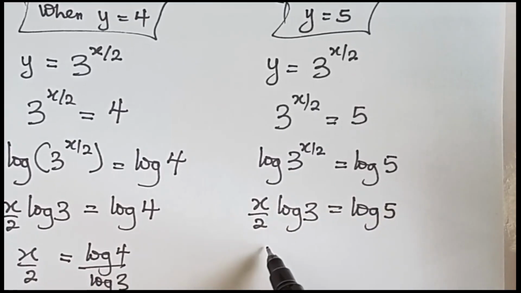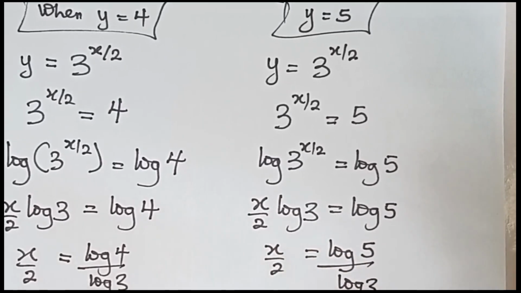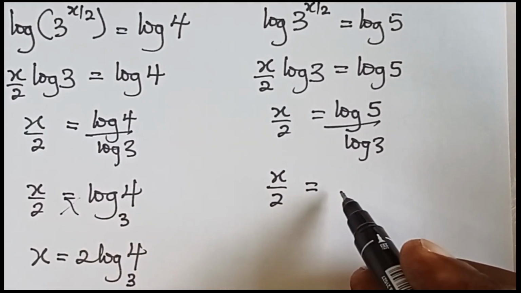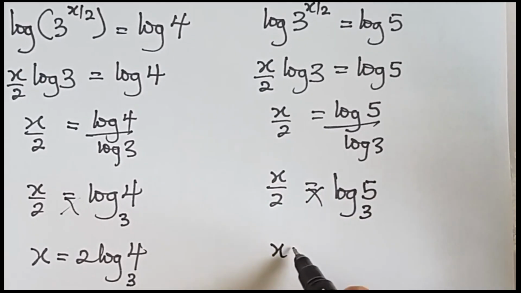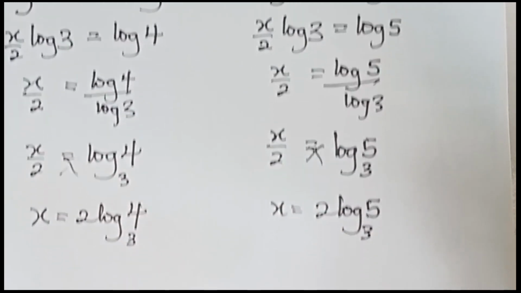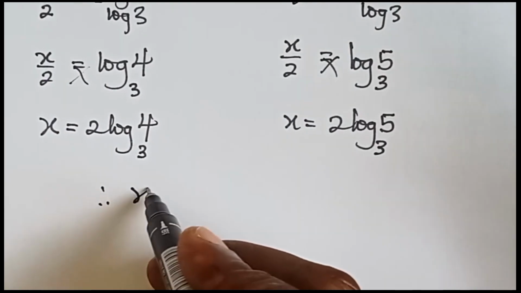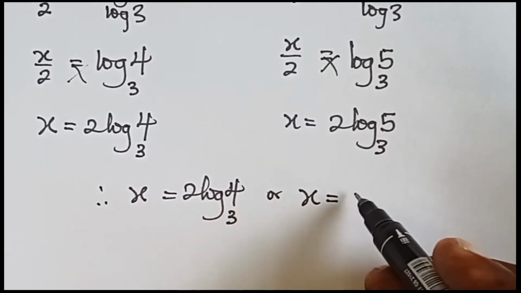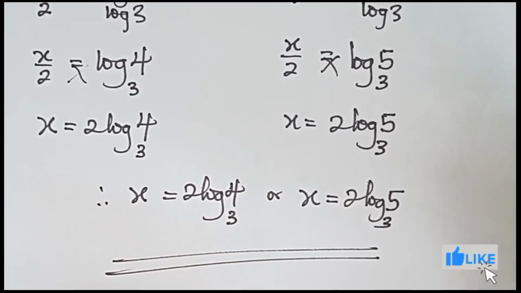We divide both sides by log 3. So we have x over 2 equals log 5 over log 3. Okay, so as I said the other time, another way to write log 5 over log 3 is log 5 base 3. And then you cross multiply. So our x equals 2 log 5 base 3. Okay, now we have gotten the answer for the value of x. The values of x are x equals 2 log 4 base 3 or x equals 2 log 5 base 3. Now these are the values of x.